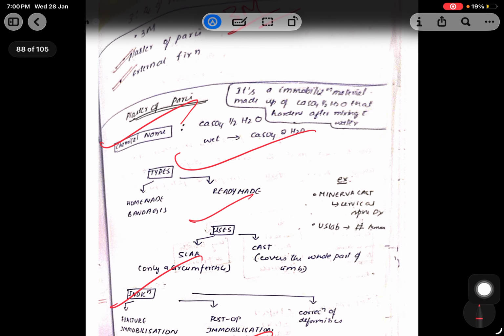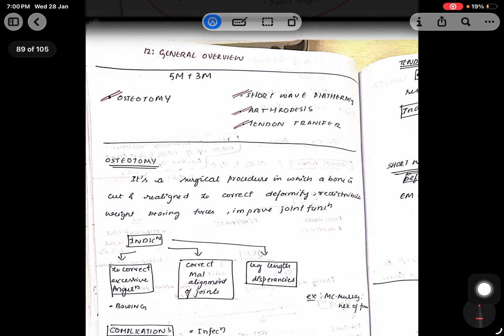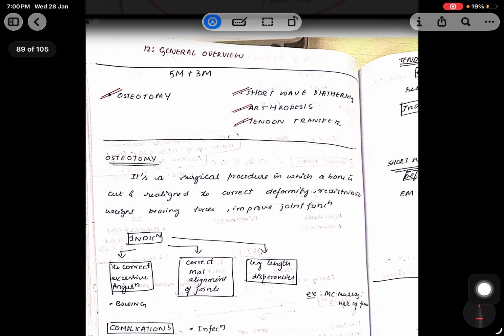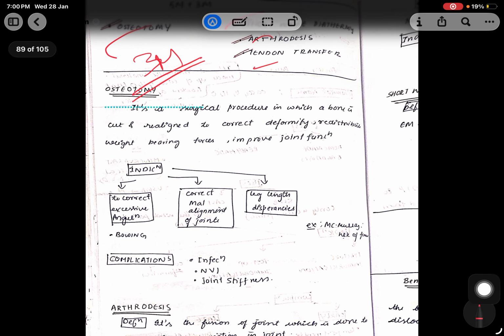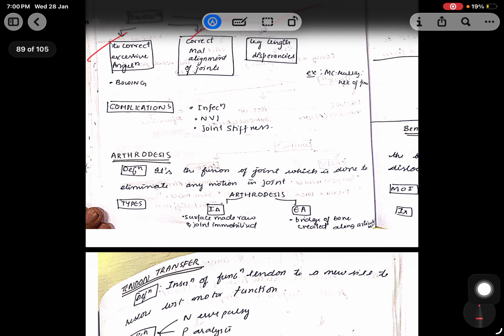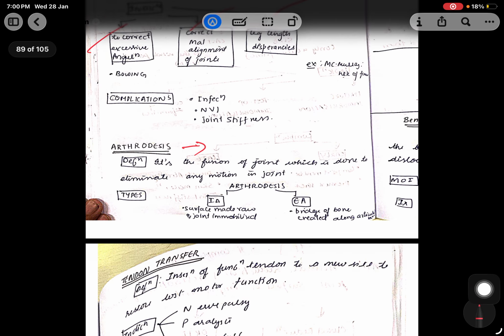There is nothing for me to explain here, because it is something which you should know. In general overview, you have to talk about osteotomy, then all these things again for 3 marker only. If you have time, you study this. Okay. Arthrodesis is what? Fusion of joint.